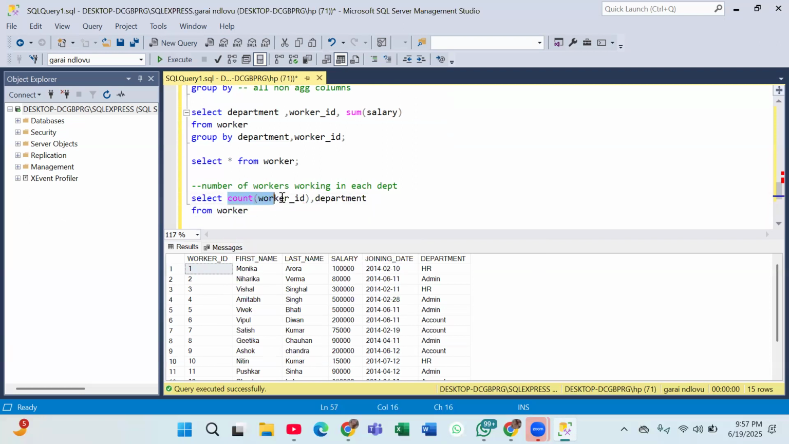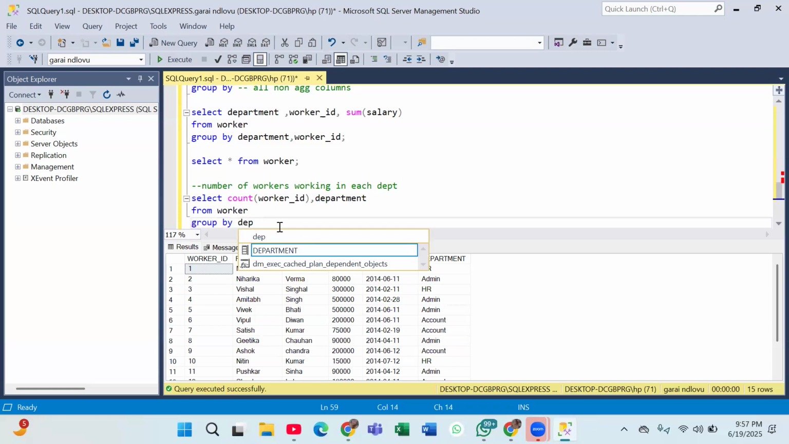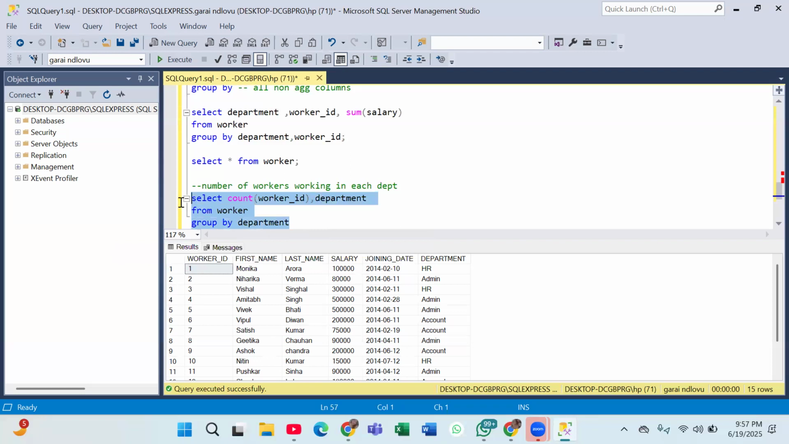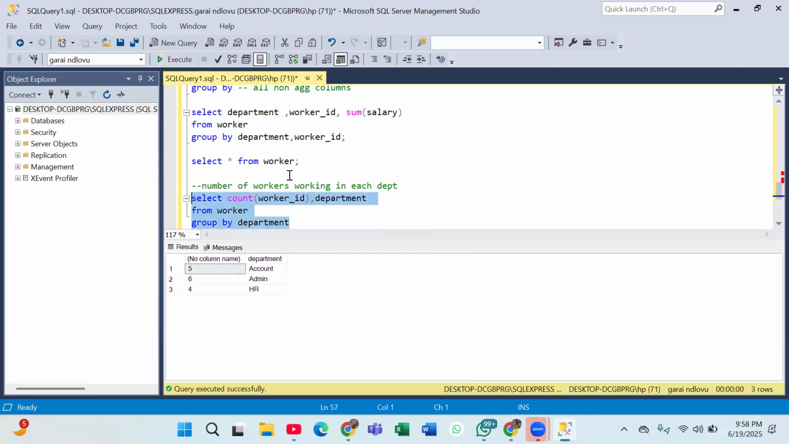Now, this column is my aggregate column. This column is my non-aggregate column. So we have to mention group by, and in group by you will put your department column because that is your non-aggregate column. Is this clear with everyone? Are you able to get that? Very good.